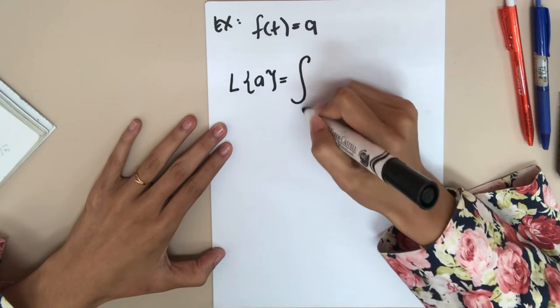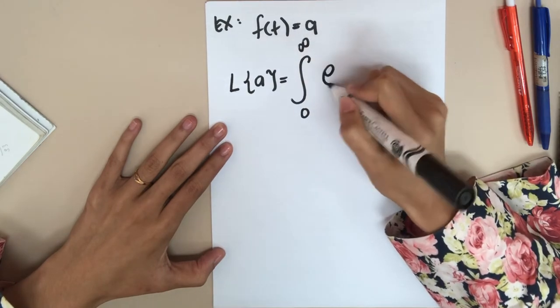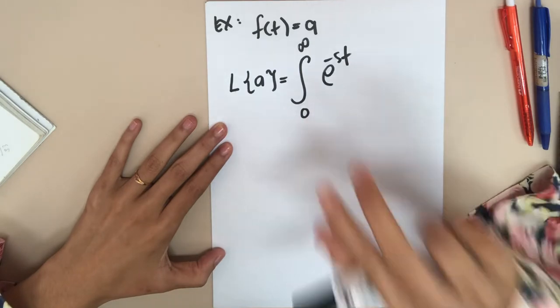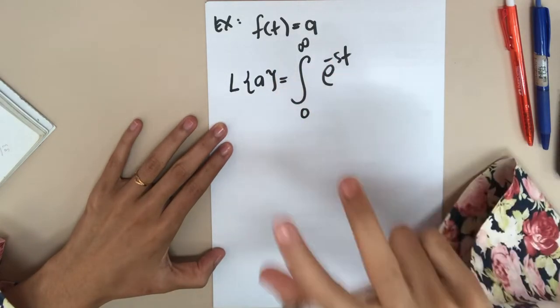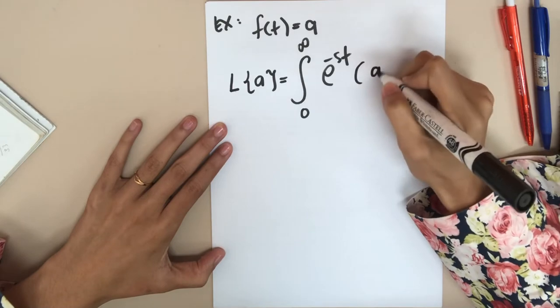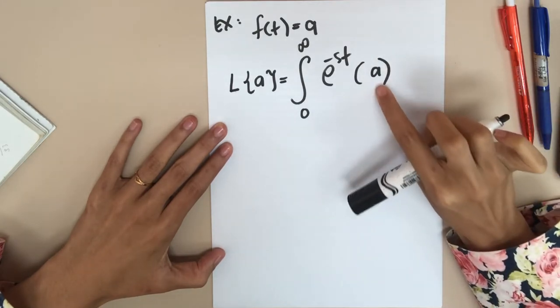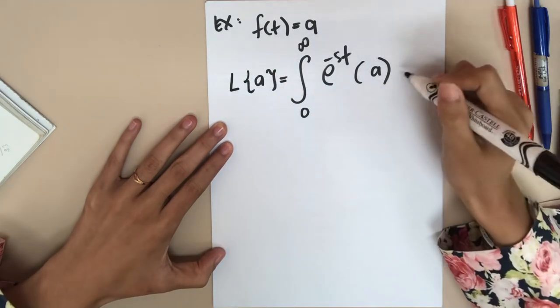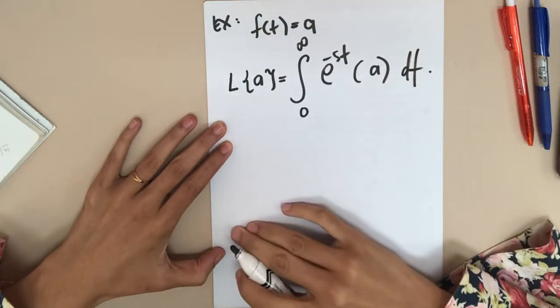Then the integral from 0 to infinity of e to the negative st. This is already fixed, maintained, no changes. The changes here are on your f(t). So your f(t) now becomes a. You just copy what we have here. And then integrate with respect to dt.